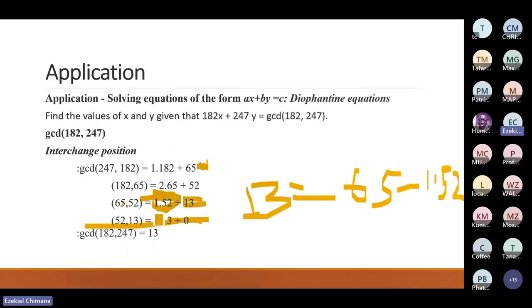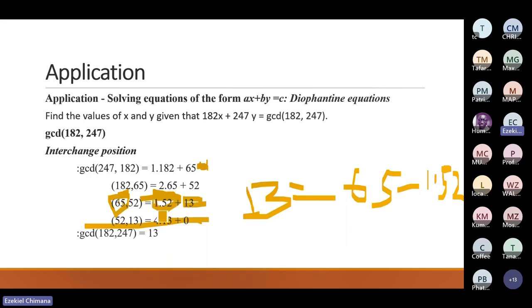I just come here on the last step that we have. We are just taking this A and then you express it in terms of this number. So this remainder will always be equal to 65 minus 1 times 52. I'm sure from the division that we have done, it is quite easier to express this 13 or this remainder in terms of 65 and what we have here.